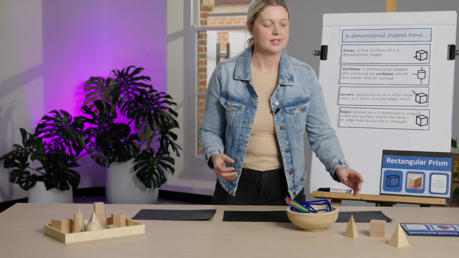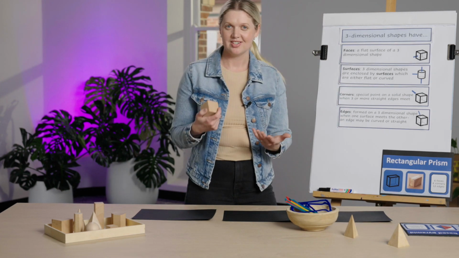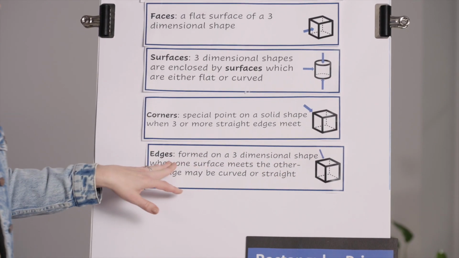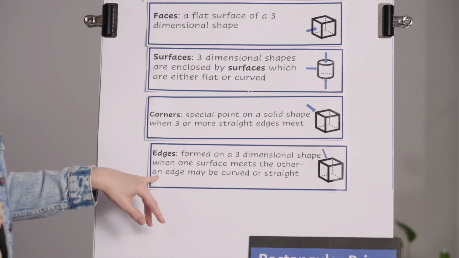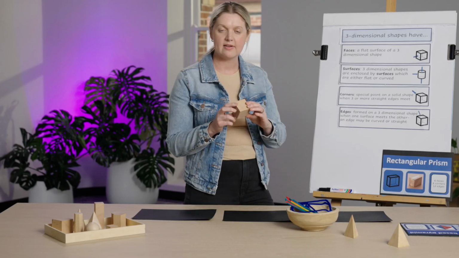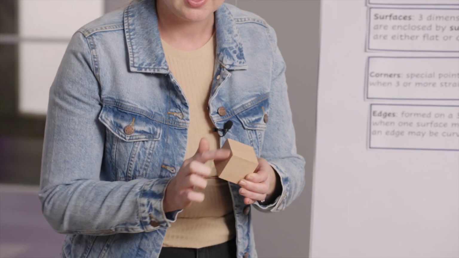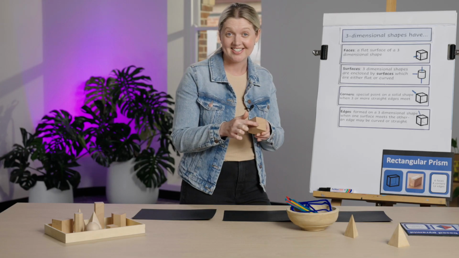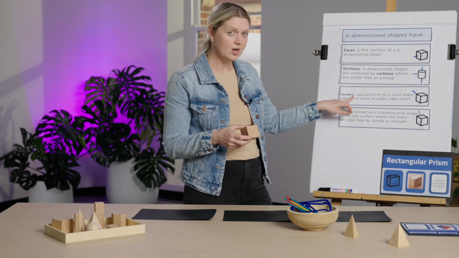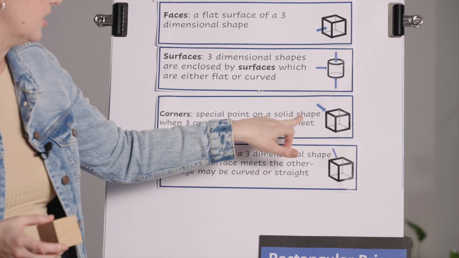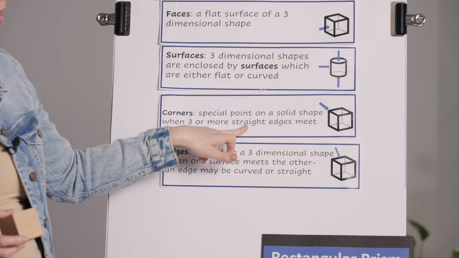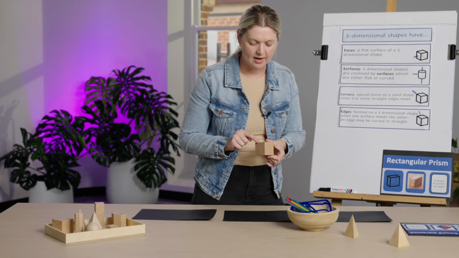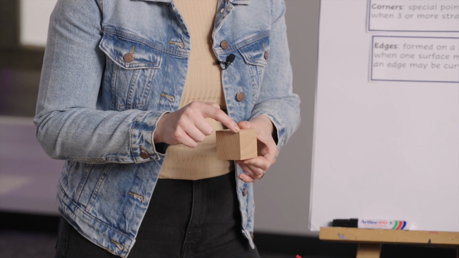Now let's take a closer look at corners and edges on three-dimensional shapes. So edges are formed on three-dimensional shapes when one surface meets the other. An edge may be curved or straight. So let's have a look here. We can see one face here and one face here, and this is the edge where the two faces meet, and these edges are straight. And a corner is a point on a solid shape when 3 or more straight edges meet. So the corner on the cube is here. We can see 1, 2, 3 edges meeting.